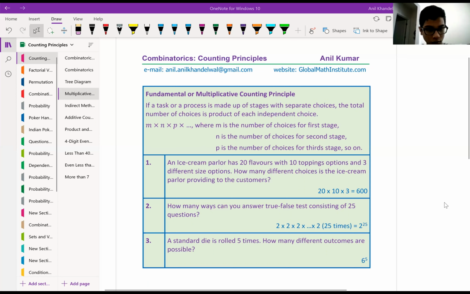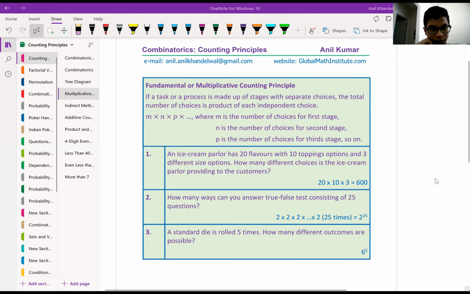Okay, great. So we left somewhere here. We're talking about the fundamental or multiplicative counting principles, right? Okay, so at this stage, can you please read what is written here on the screen? Fundamental or multiplicative counting principle. If a task or a process is made up of stages with separate choices, the total number of choices is the product of each independent choice, M times N times P times whatever, where M is the number of choices for the first stage, N is the number of choices for the second stage, and P is the number of choices for the third stage, and so on.